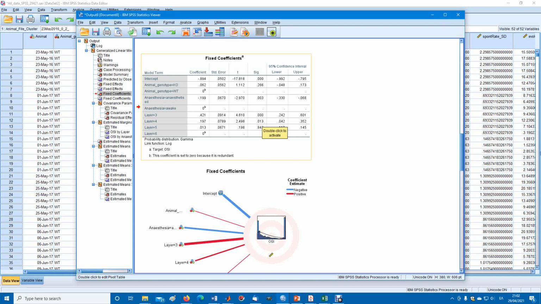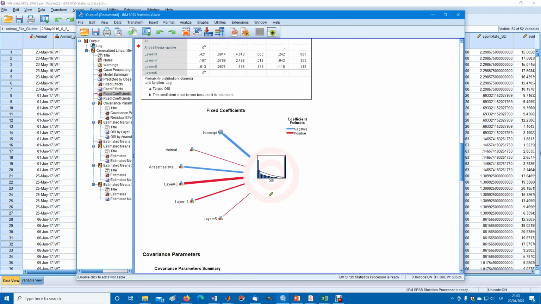for anesthesia versus awake, because the genotype was not significant, so it's not doing that. It's only comparing anesthesia versus awake, which was the significant difference here. And so it finds that layer 3 and layer 4 were significantly different than layer 6. Layer 6 is taken as a standard for some reason. And then layer 3 and layer 4 were different.